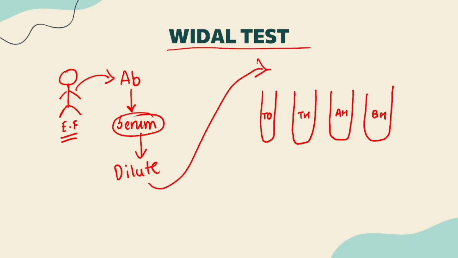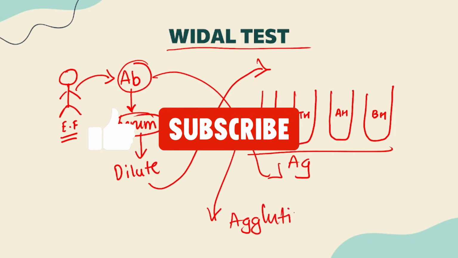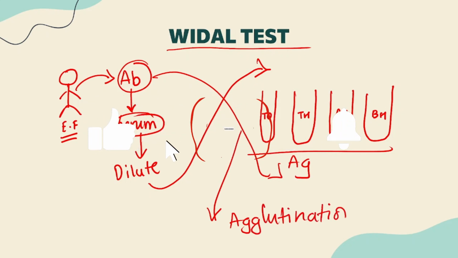So what exactly is happening over here? The serum is having the antibody and the test tube is having the antigen. So what does this antibody and antigen reaction mean? That agglutination is going to take place. Antigen antibody reaction will take place in the Widal test.